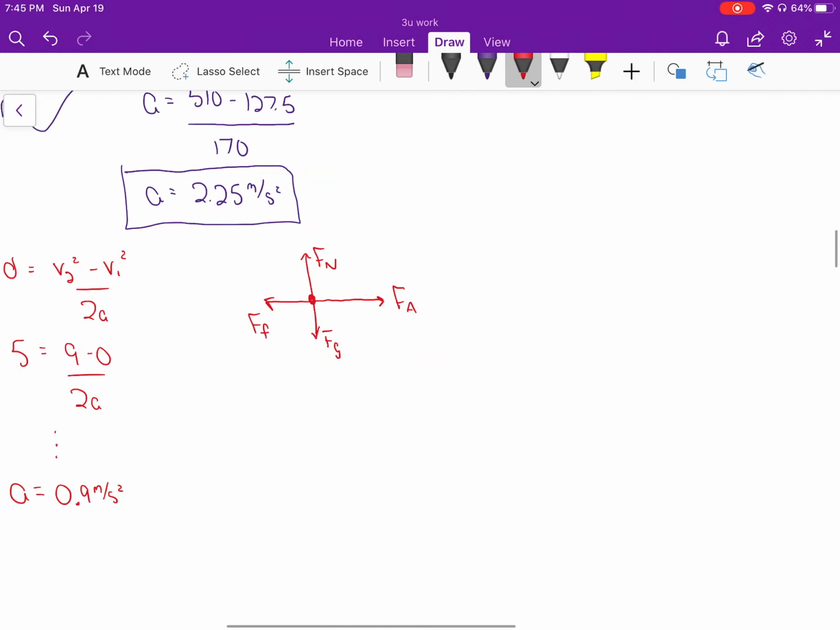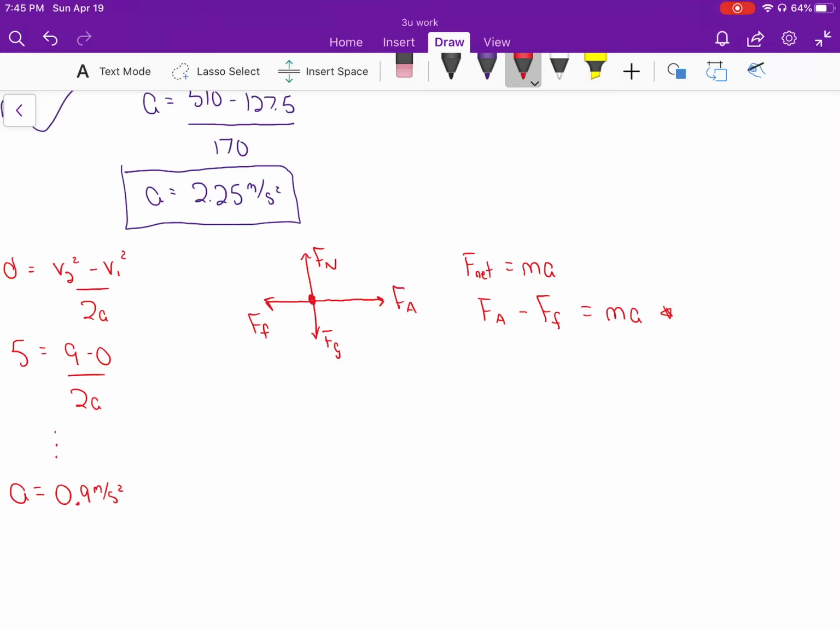When I set up F net equals MA, it's always going to be the bigger force minus the backward force. So in this case, the bigger force is F applied, that's our forward force. Friction is fighting us, so friction becomes a negative force, and that's equal to MA. We're going to see this kind of line over and over again when we deal with things sliding horizontally. The applied force has to overpower friction to make it move, so it's F applied minus FF equals MA.